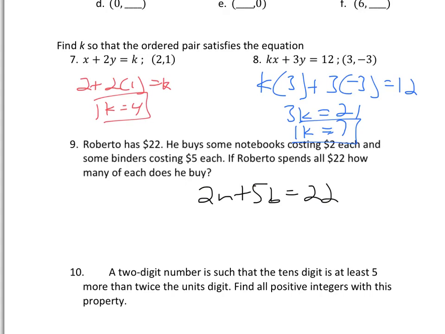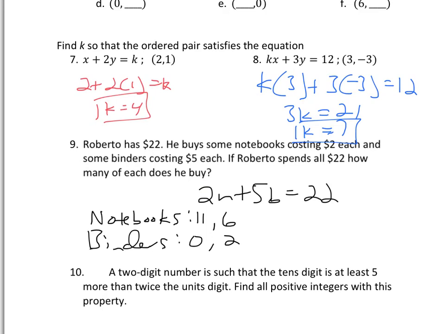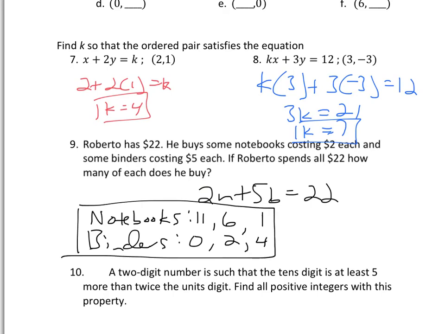So let's call, so for the notebooks and binders. Right, so for binders, you can have 0 of those. If you have 0 of those, then you have 11 notebooks. If you have 2 binders, then that's $10. So you have $12 to spend on notebooks, so that gives you 6 of them. And if you have 4, you only have $2 to spend on notebooks, so you could buy 1 of them. So those are your ordered pairs, and you can obviously organize them in ordered pairs depending on how you're supposed to answer.